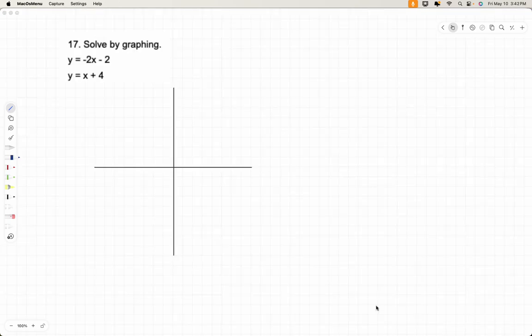Next problem. All right, number 17 says to solve by graphing. So all we have to do is graph the two lines, see where they intersect, and that's our answer. So the first line, I'm going to do it in blue, negative 2, that would be negative 1, negative 2. That's where it intersects the y-axis. And the slope is negative 2. So that means negative 2 over 1, so down 2 over 1, down 2 over 1, down 2 over 1. Okay, so there's my slope.